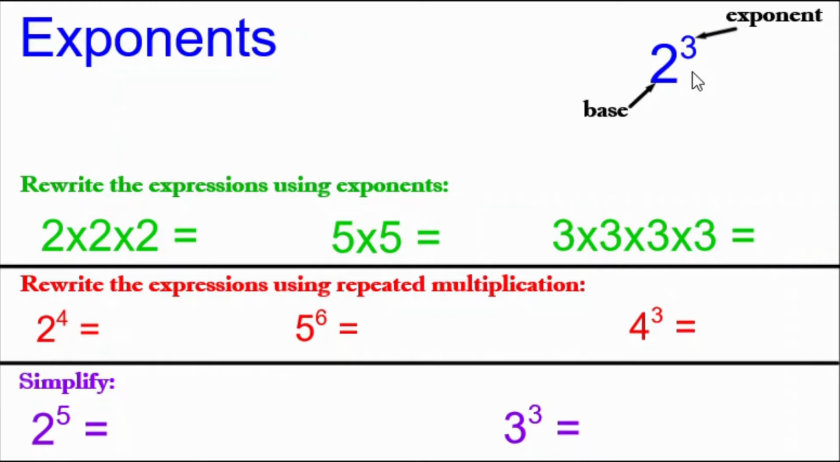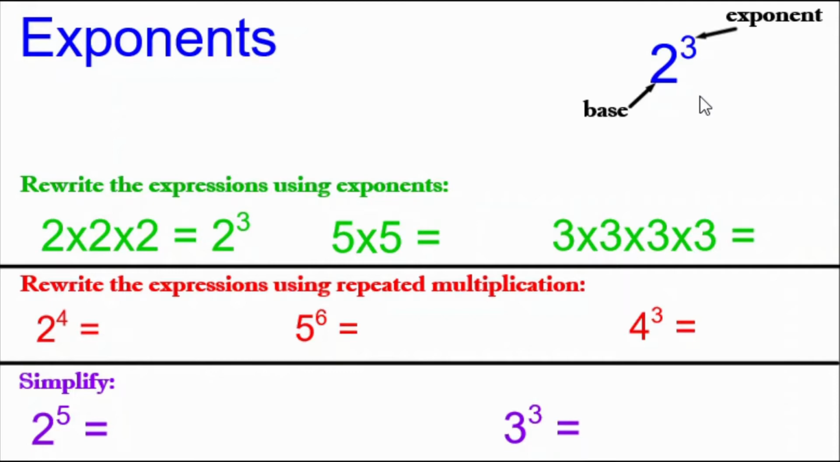2 to the power of 3 means we are multiplying 3 2's by each other. We would express it like this: 2 times 2 times 2. The answer to 2 times 2 times 2 is 2 to the power of 3. Of course, when we multiply 2 times 2 times 2, we get 2 times 2 equals 4 times another 2 equals 8. This is a different way of writing the number 8.